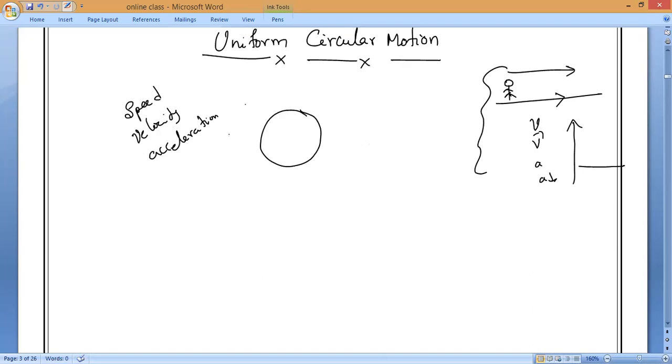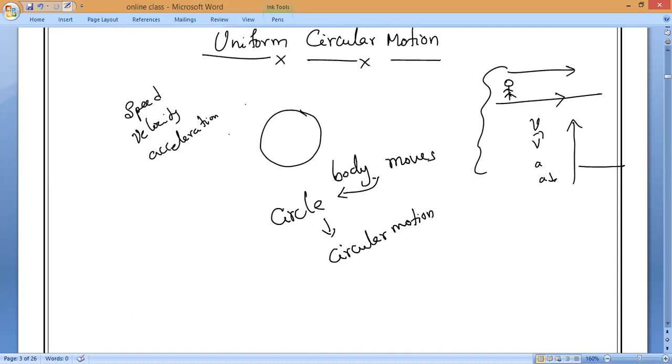So first of all, circular motion. What do you mean by circular motion? Anyone? When an object moves in a circle, then we can say it is in circular motion. Simply, if any body moves in a circle, then that is what we used to call circular motion. Is it yes or no? So that is what you have to remember.